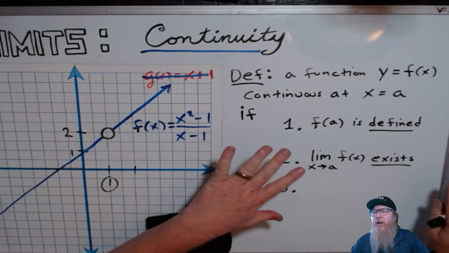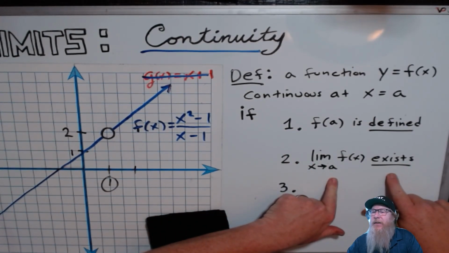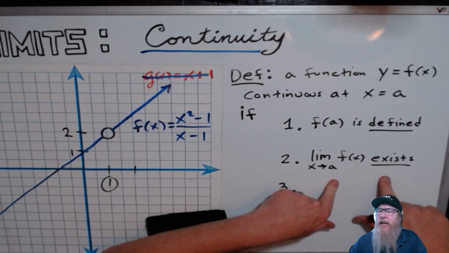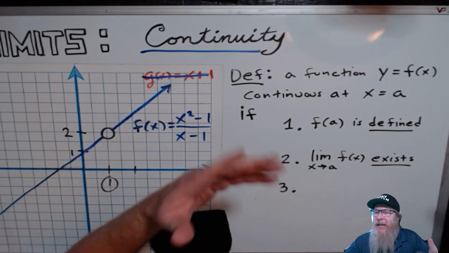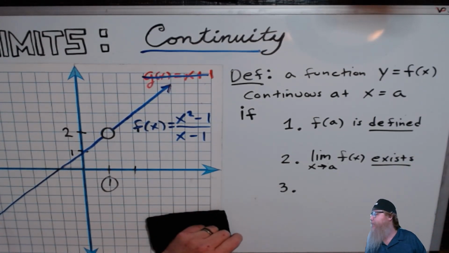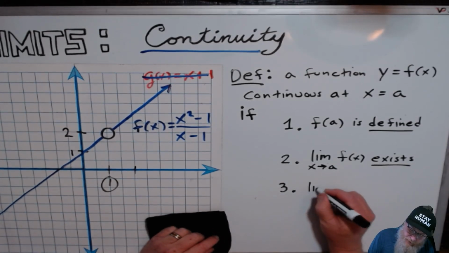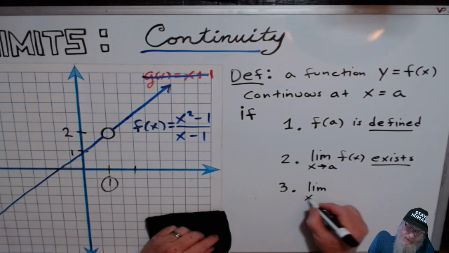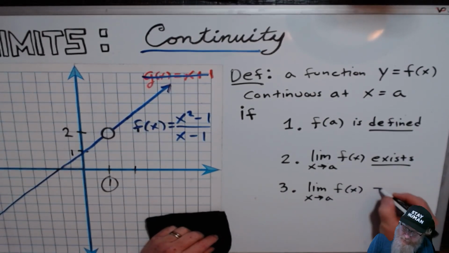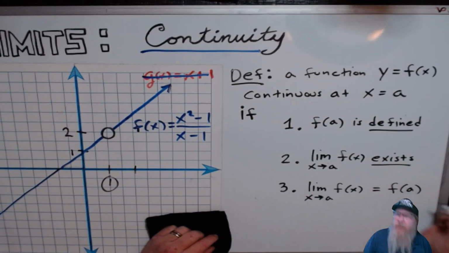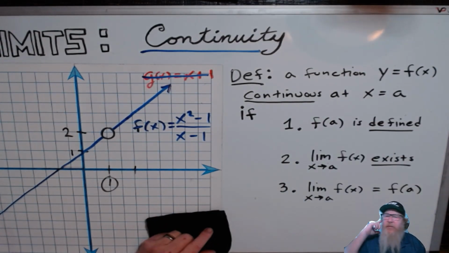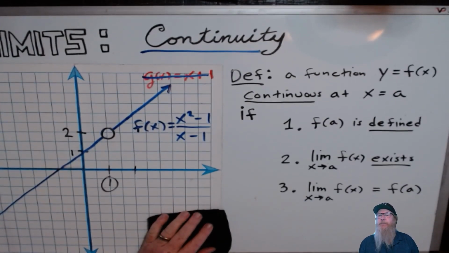I'm not going to write all of that out because now we've had a very detailed exposition of what limits are. So every time I say that the limit exists, I mean it's a real number. It's one particular real number. And then finally, the third thing is that number 1 and number 2 must be equal to each other. So this is the definition of what it means for a function to be continuous.